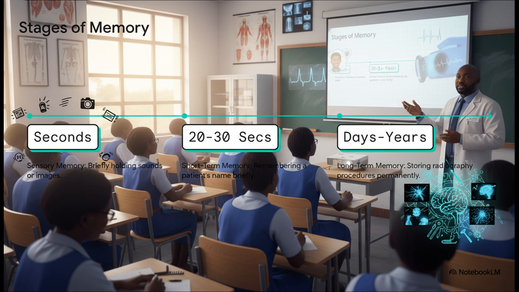Next, we step up to short-term memory. This holds information you are actively using for about 20 to 30 seconds. It's exactly what you use when you briefly remember a patient's name as you walk them from the waiting room to the scanning table. And finally, the holy grail, long-term memory. This stores information from days to entire years. This is where you permanently store those complex radiography procedures.